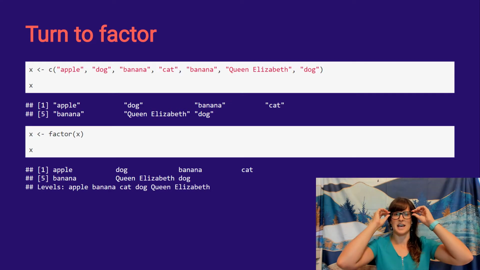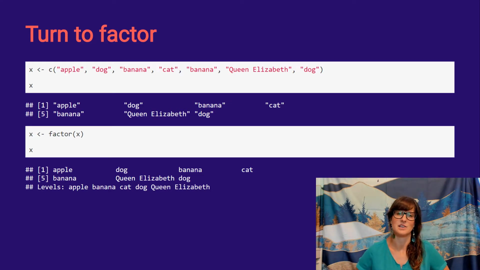So let's say you just have an ordinary character vector and you'd like to turn it into a factor. Here I've got my character vector with apple, dog, banana, cat, banana, Queen Elizabeth, and dog. And if we look at that, it's clearly a string vector. Now if I use this function factor, now I look at x, and x has been transformed into a factor. So kind of on the surface, to a human, it's exactly the same. Those values are still apple, dog, banana, cat, banana, Queen Elizabeth, dog.